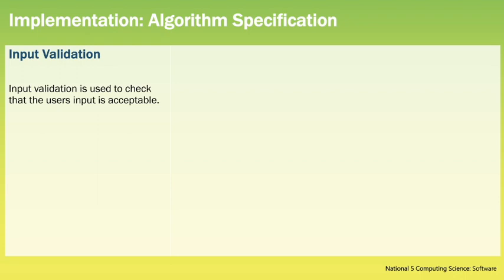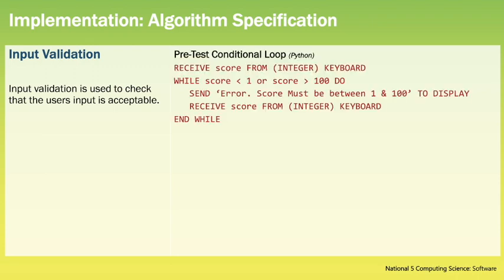So let's have a look at one way of implementing input validation. This method is the pre-test conditional loop. In the pre-test conditional loop, we get score from the keyboard. We then check to see if the score is an invalid number. If the score is invalid, we then display an error, and then we get the number again. And we will keep repeating this loop until this condition is false, or the number is greater than or equal to 1 and less than or equal to 100.